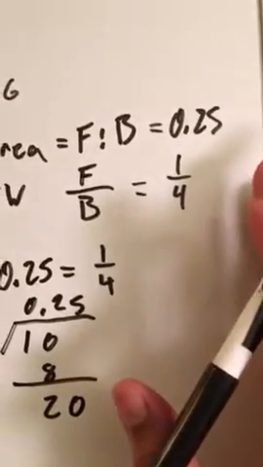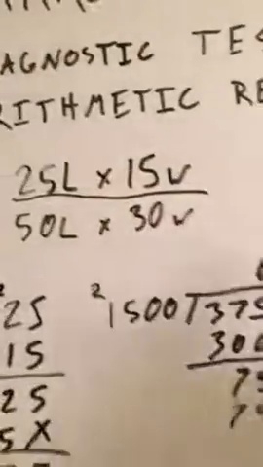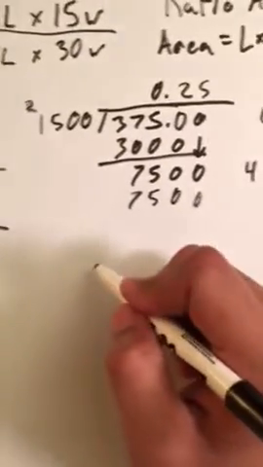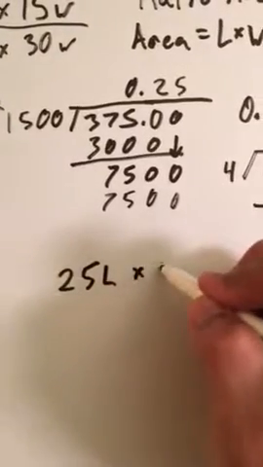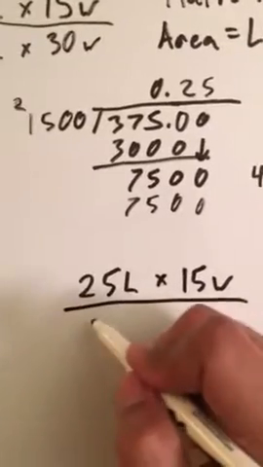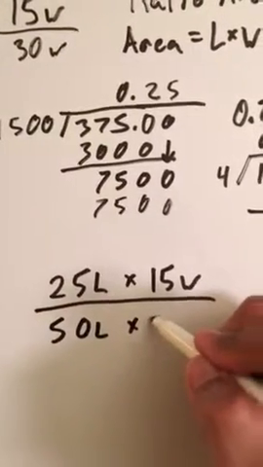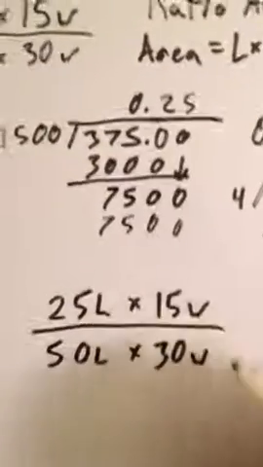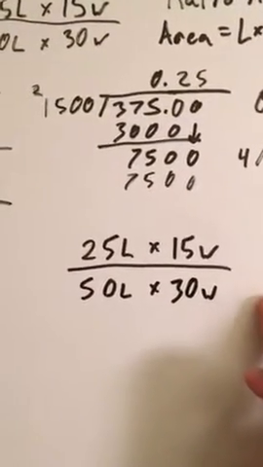Now I have another way to solve this. It's in reducing fractions and percents and all that good stuff. So again, I'm going to write it right here: 25 length times 15 width divided by 50 length times 30 width. You've got to look at these problems carefully because sometimes they will help you out intentionally.